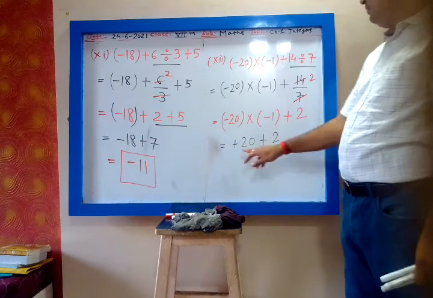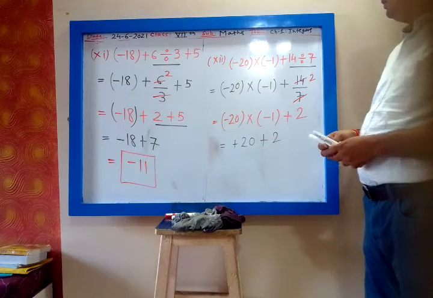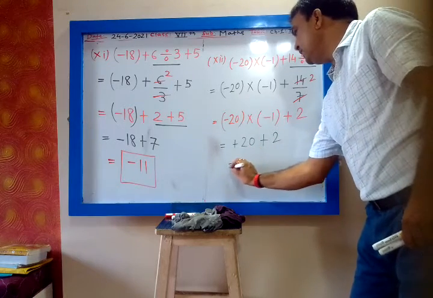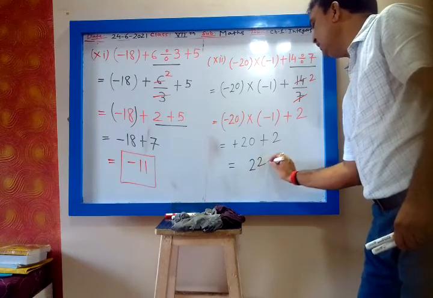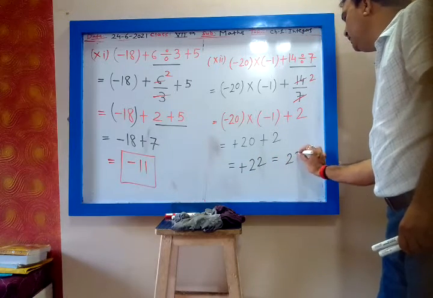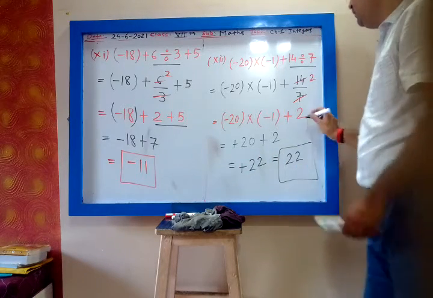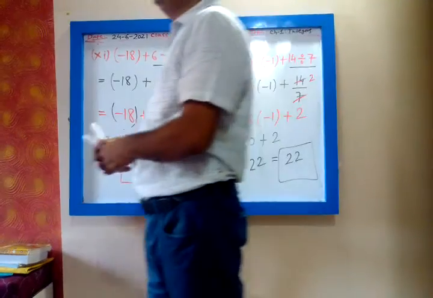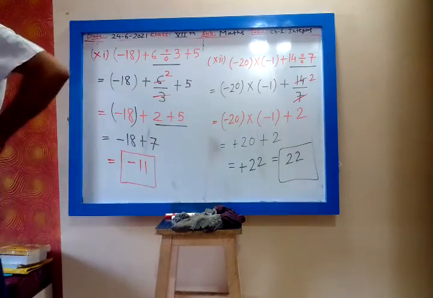Now both have same sign, plus plus, so we have to add the numbers. So plus 20 plus 2, 22, and take the common sign plus. So plus 22 we write simply 22, because for positive integers we don't show the sign plus.